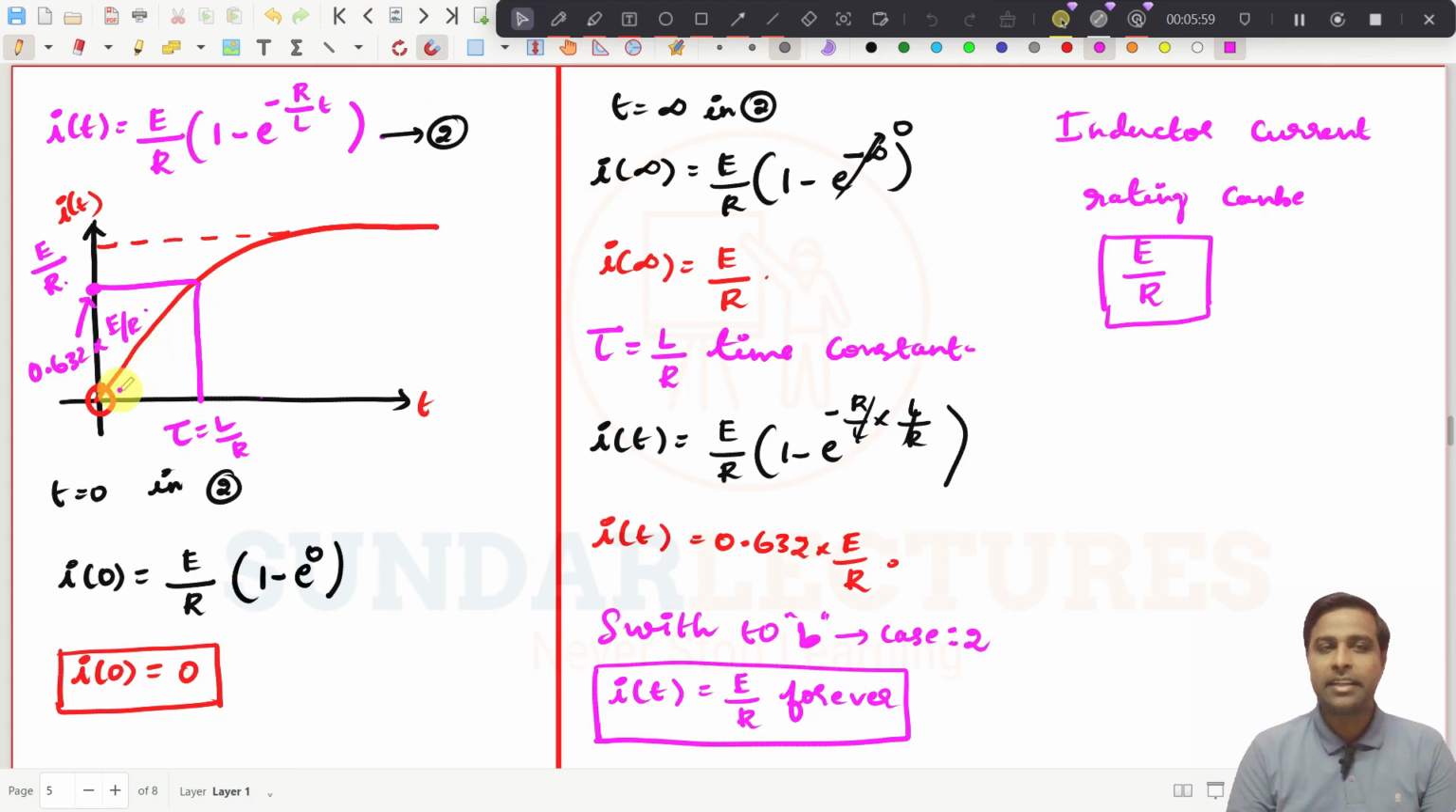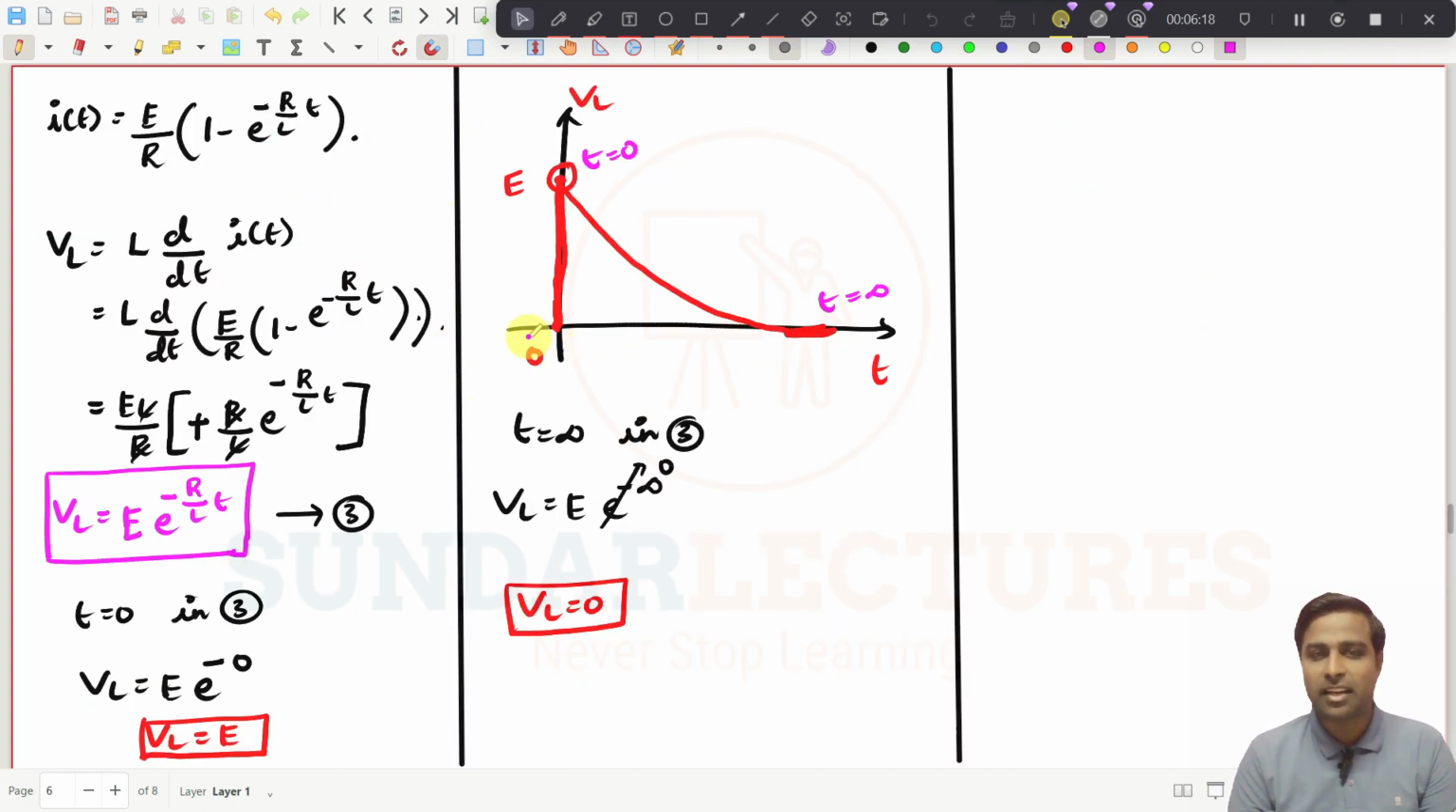See, in current there is no step jump. It is just increasing exponentially in this curve. There is no step jump. In an inductor, current cannot be like this. There will not be any spike or step jump in current. But you see, in an inductor, voltage can have a spike. Voltage will have a step jump.